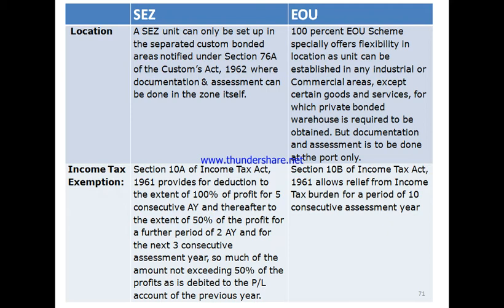And regarding income tax, in a SEZ you get a 100% rebate for 5 consecutive years. Then after that you get a 50% rebate for the next 2 years. Then after that you can get a concession for 3 years on your profit, which should not exceed 50%. But in the case of export-oriented units, you get relief from the income tax burden for 10 consecutive assessment years.